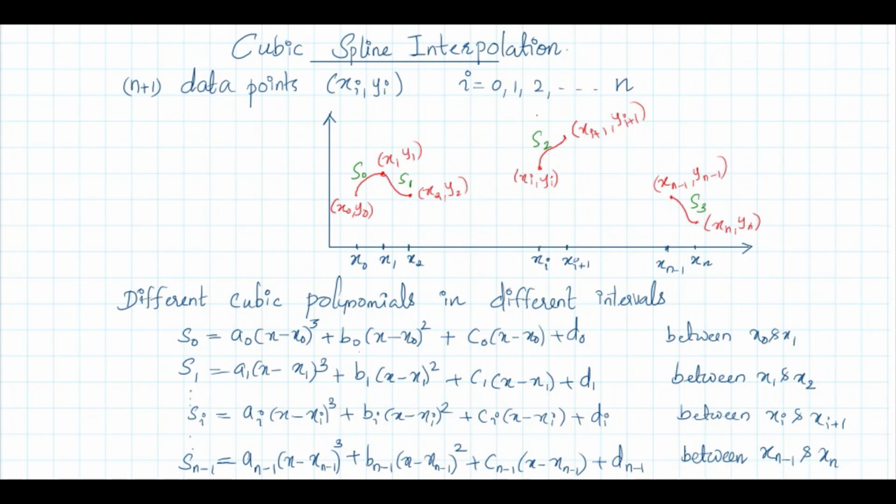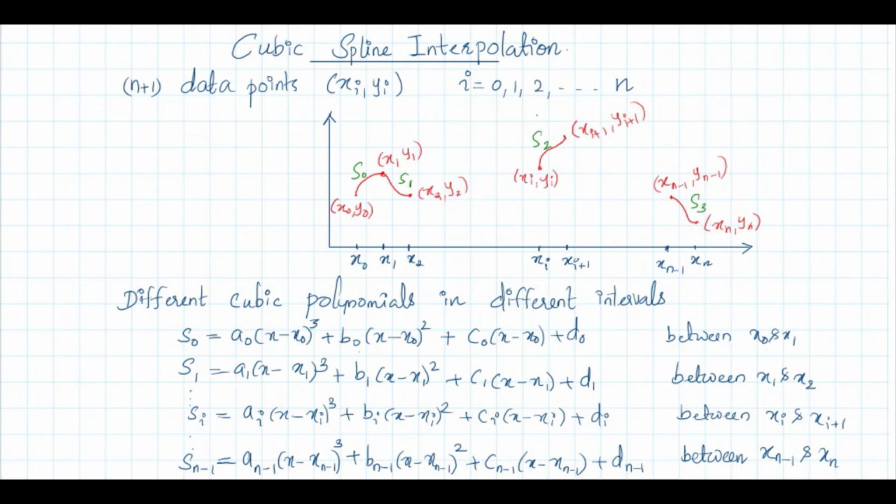What is the advantage? In the other case, between n plus 1 data points, we are fitting an nth degree polynomial. But here, between n plus 1 data points, we are fitting a smooth curve which is made up of n different cubic polynomials. Okay, n different cubic polynomials. Why are we choosing cubic polynomials? We want to fit a smooth curve. What is the meaning of smooth curve?